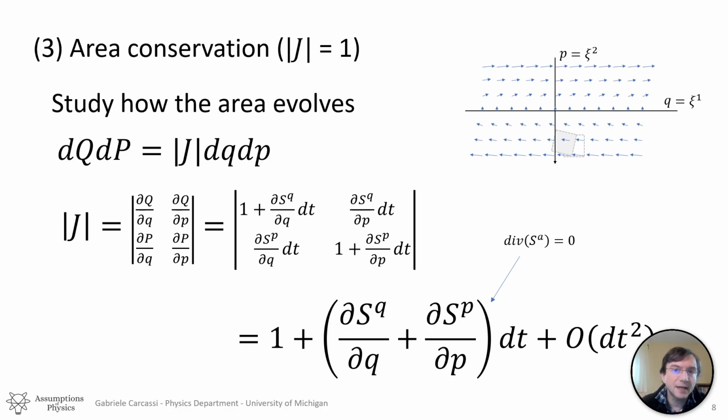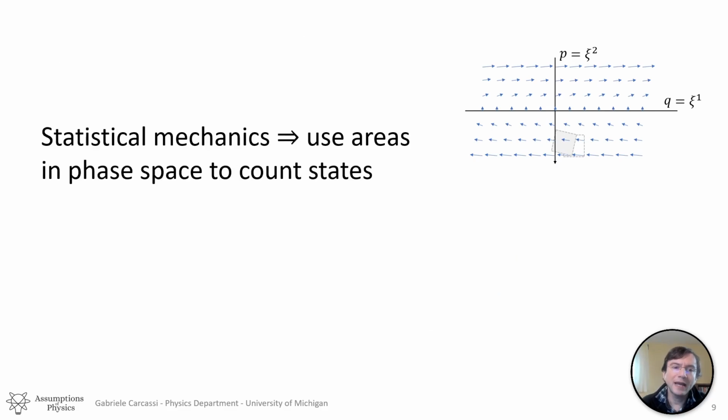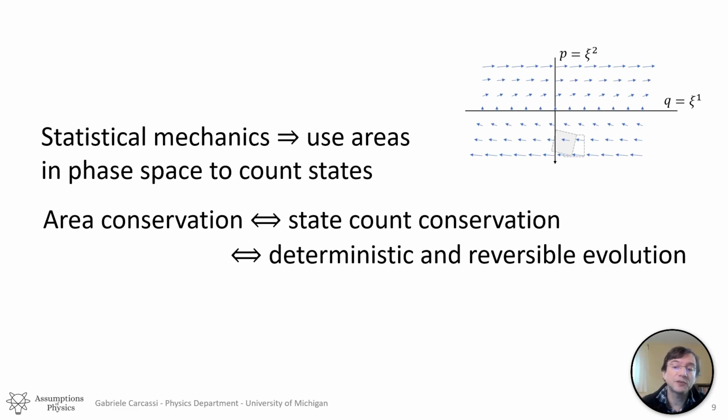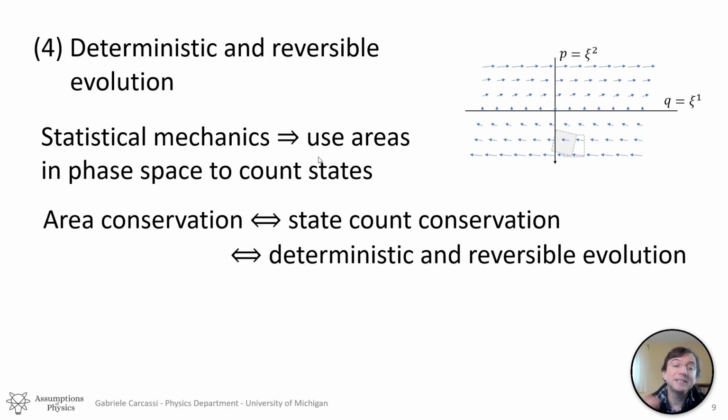But what does this mean physically? How do we connect to the physics? Well, to connect it to the physics, we note that statistical mechanics uses areas in phase space to count states. So if we say that the area is conserved, we're basically saying that as we evolve, the state count is conserved, which means we're mapping a certain number of states to an equal number of states. We have a one-to-one map between initial and final states. This means that we have a deterministic and reversible evolution. For each initial state, we have one and only one final state. So another characterization of the area conservation in terms of statistical mechanics is that of deterministic and reversible evolution.